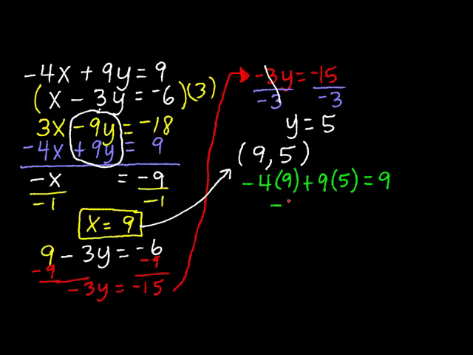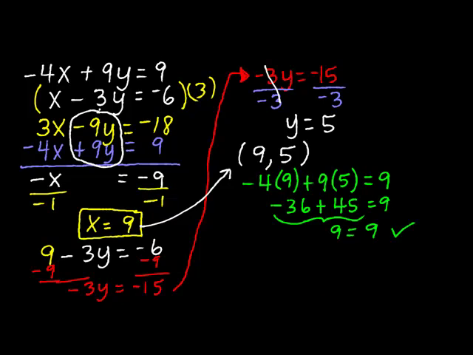Negative 4 times 9 is 36. And 9 times 5 is 45. Equals 9. If I add these two together, I get 9. Yay. It looks like this set of values for x and y does work and gives me a true statement for the first equation. So I'll put a little check mark there.